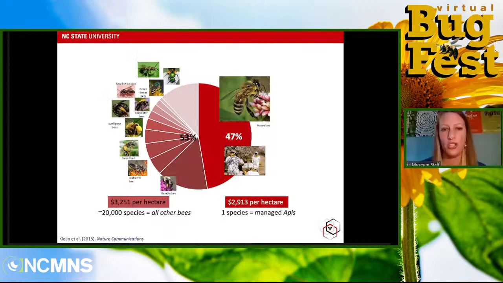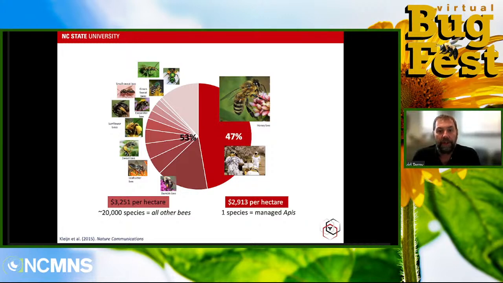So we have a question. Sorry, go ahead. Yeah, so Aliel has a question. How many years have we been having to transport bees to do this pollination work? For decades. We've been doing this for a very long time.